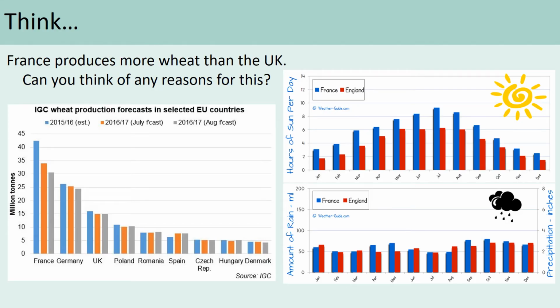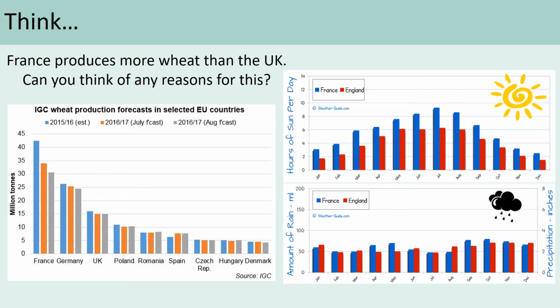Okay, so something to think about. We've got some data here. We've got 3 graphs. On the left-hand side, we've got the wheat production of different EU countries. And on the right-hand side, we're doing a comparison between France and England. France is blue, England is red. And on the top graph, we've got hours of sun per day for each country. And on the bottom bit on the right hand side is the amount of rain per country.